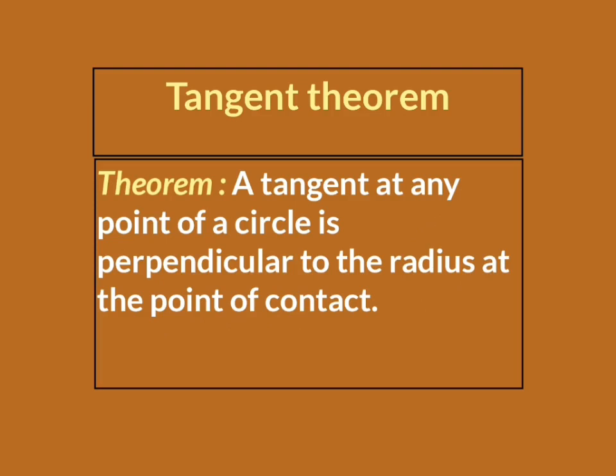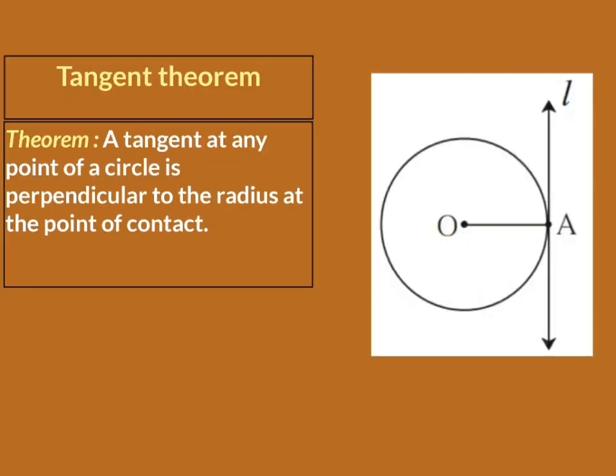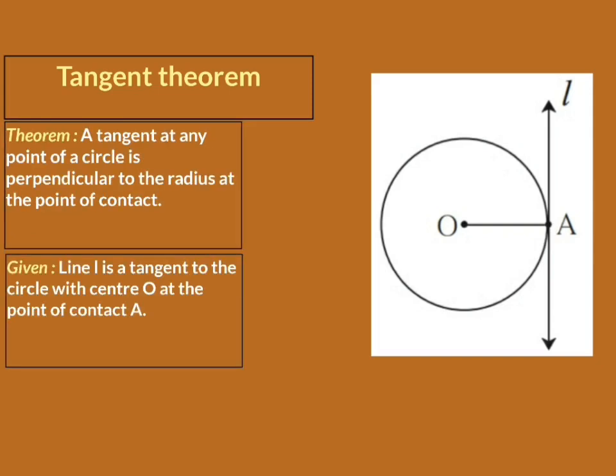Now here we have to draw one circle obviously and a tangent to that circle. Here is our diagram in which there is a circle with center O and line L is tangent to the circle at point A. Means point A is the point of contact between tangent and circle. Now what is given? Given is line L is a tangent to the circle with center O at the point of contact A.